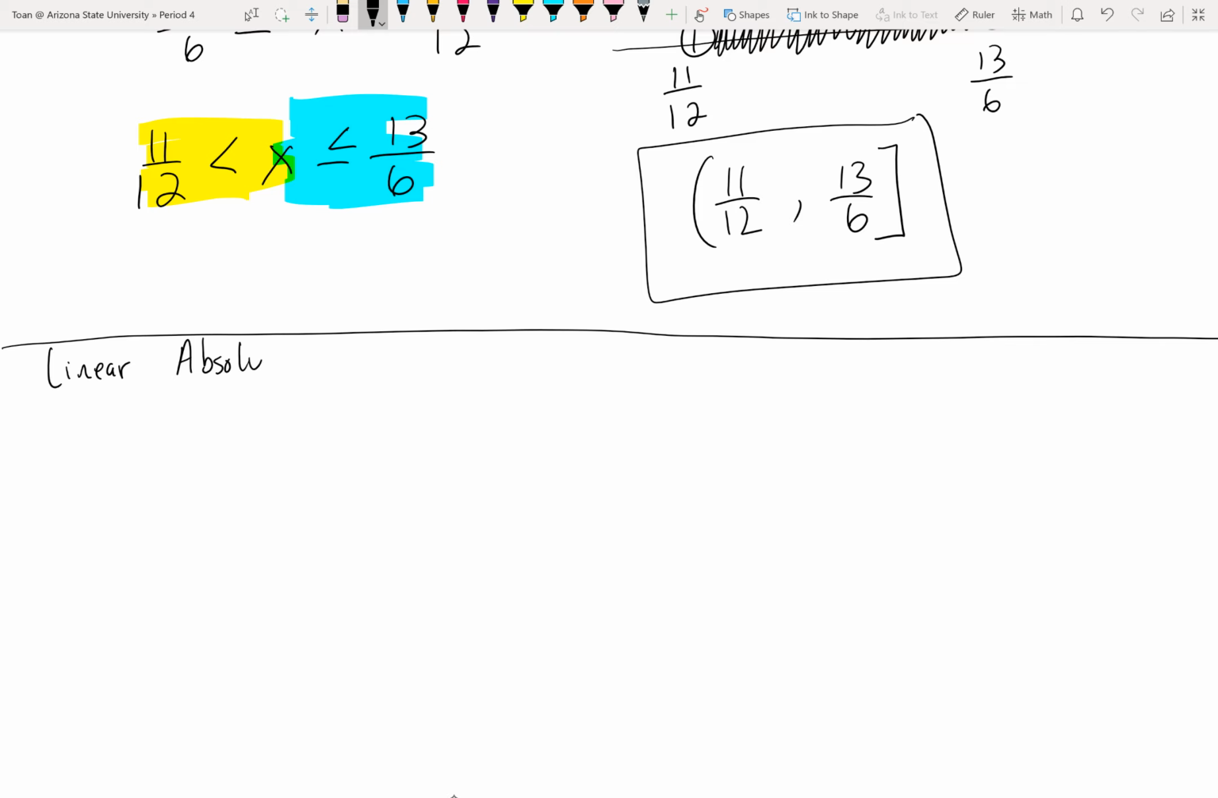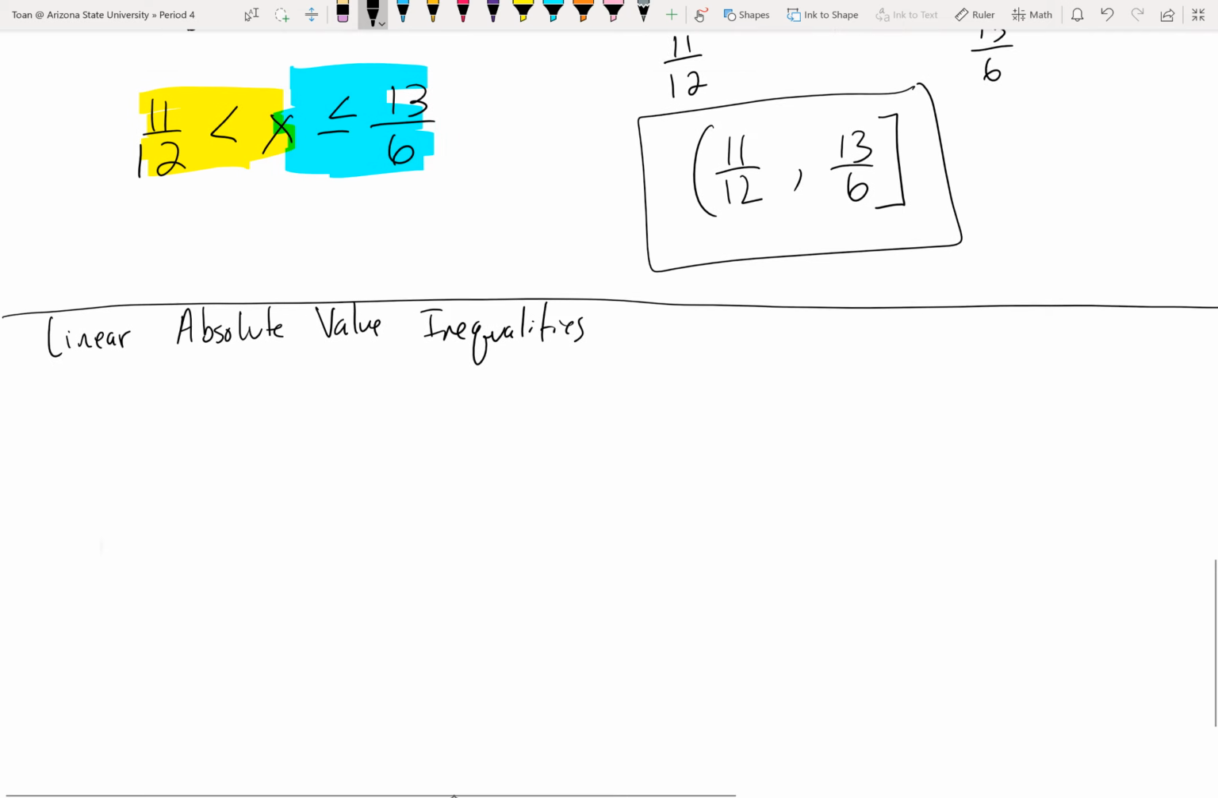Linear absolute value inequalities. The good news is, here's the good news. Not to say that there was bad news to begin with. The good news is absolute value linear inequalities are 100% the same as compound inequalities. They're just hidden. How do you unhide them? Well, how do you reveal them? This is how you reveal the compound inequalities.